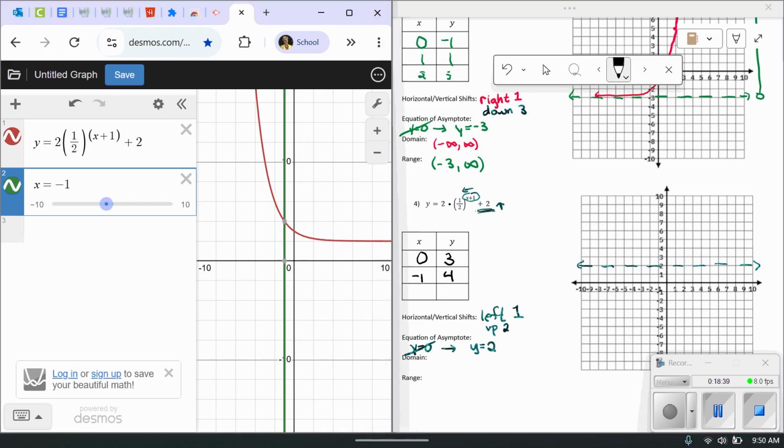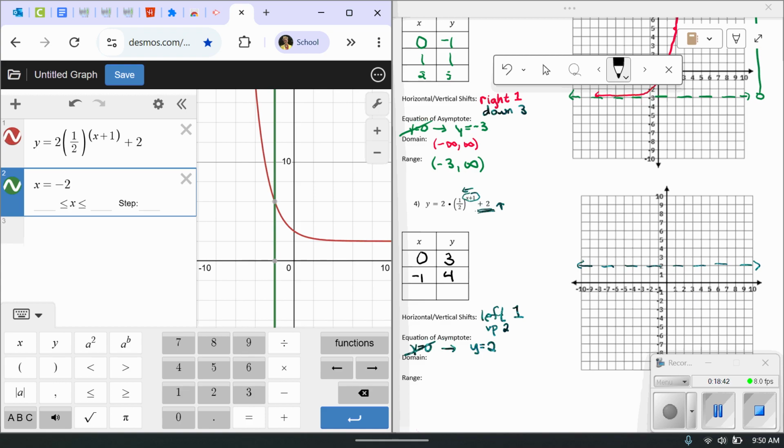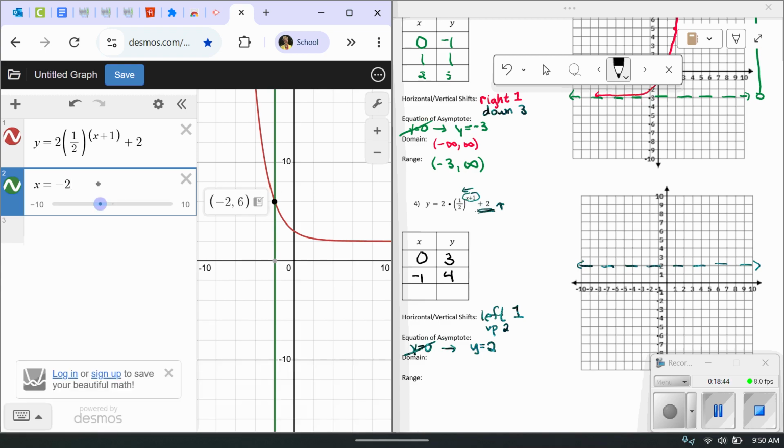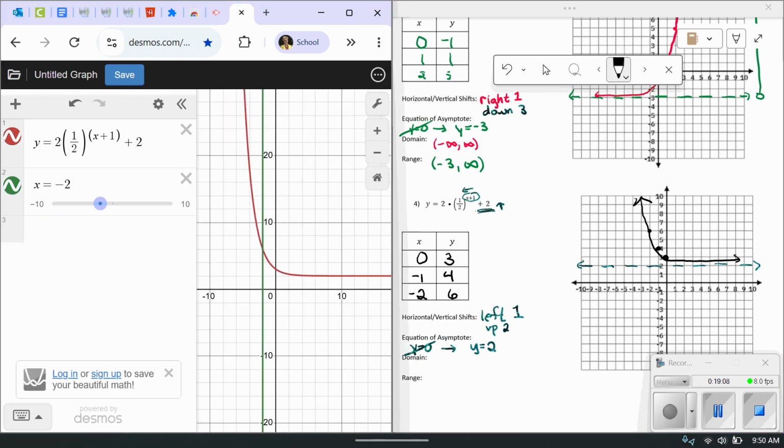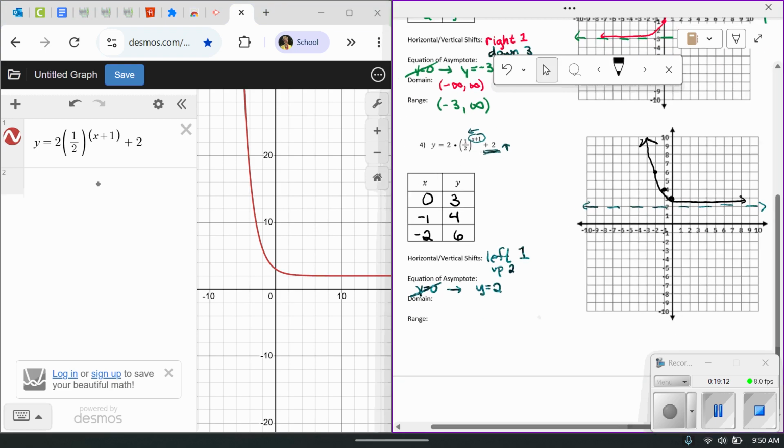You need to have 3 nice points graphed and labeled. So if going one direction is getting you gross points, start going the other way. So now I can put these (0, 3), (-1, 4), (-2, 6). So I've used Desmos and my own knowledge to make a nice accurate graph. Notice that Desmos does not graph that horizontal asymptote. And to get full credit, you must graph that horizontal asymptote.